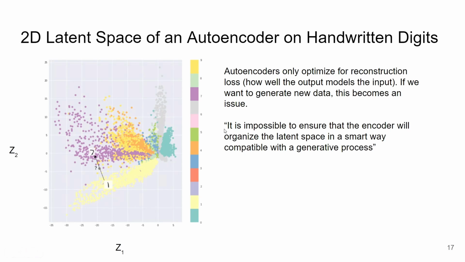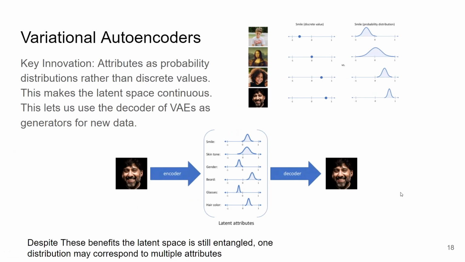So again, let's see this quote right here. "It is impossible to ensure that the encoder will organize latent space in a smart way compatible with a generative process." Yes, exactly. Because there's gaps here between the different classes, and this is bad because we are not able to generate things if we plug in things here for the latent space. So because of that, we are now moving on to an even more powerful technique called variational autoencoders.